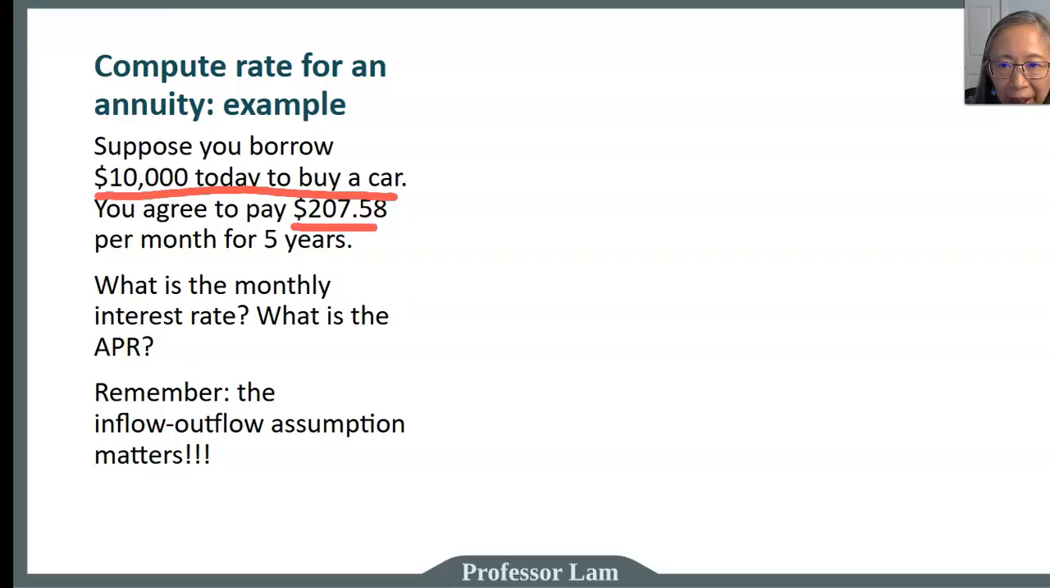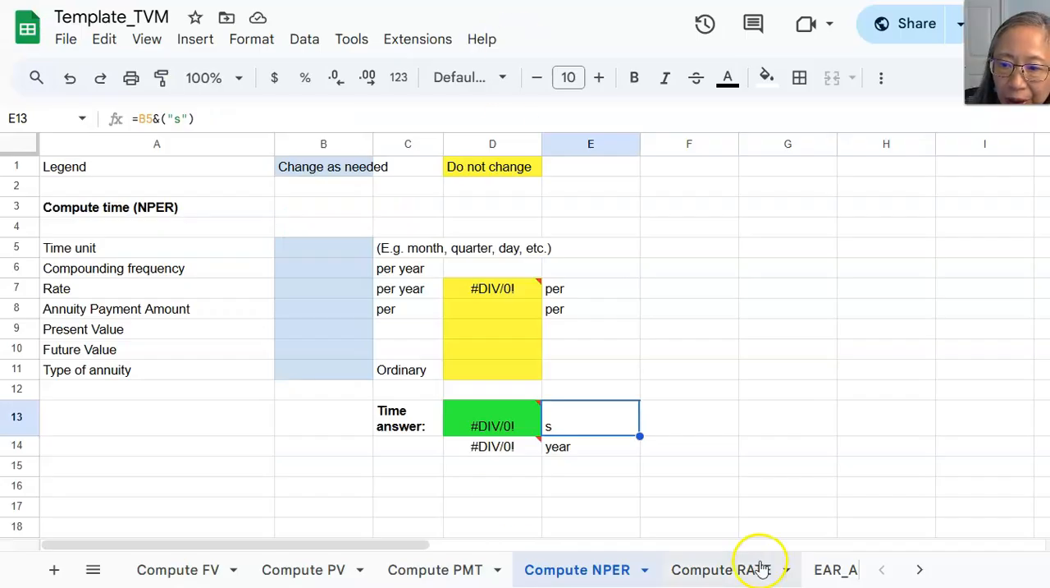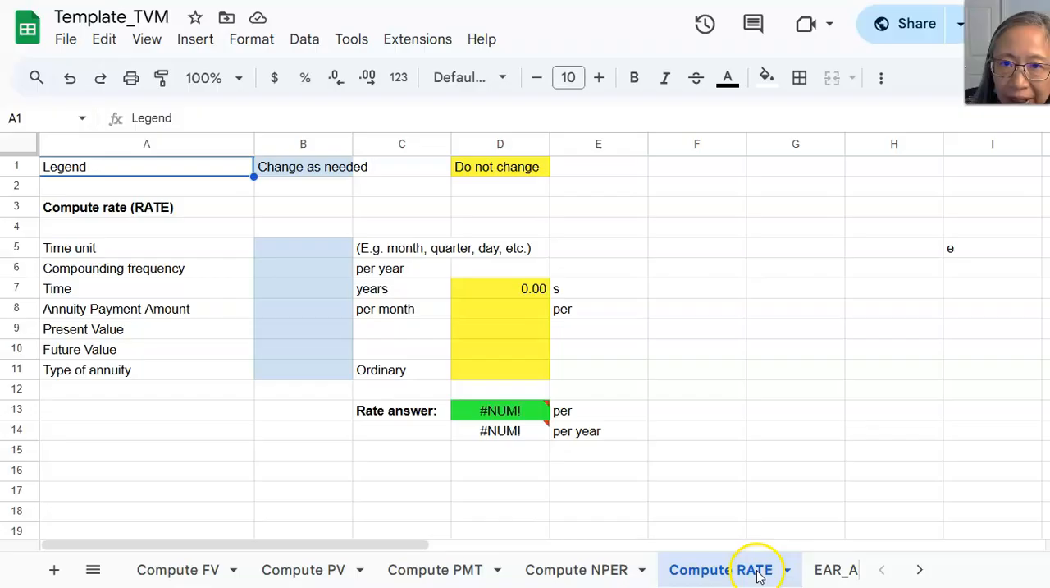You agree to pay $207.58, and the loan is for 5 years. What is your monthly interest rate? The $10,000 is today. That will be your present value. The $207 is monthly, so that's the annuity, and we'll make this an outflow, so that is minus. So this is money going out. The template that we'll be using is the interest rate template, so we'll use the rate. We'll compute rate template.